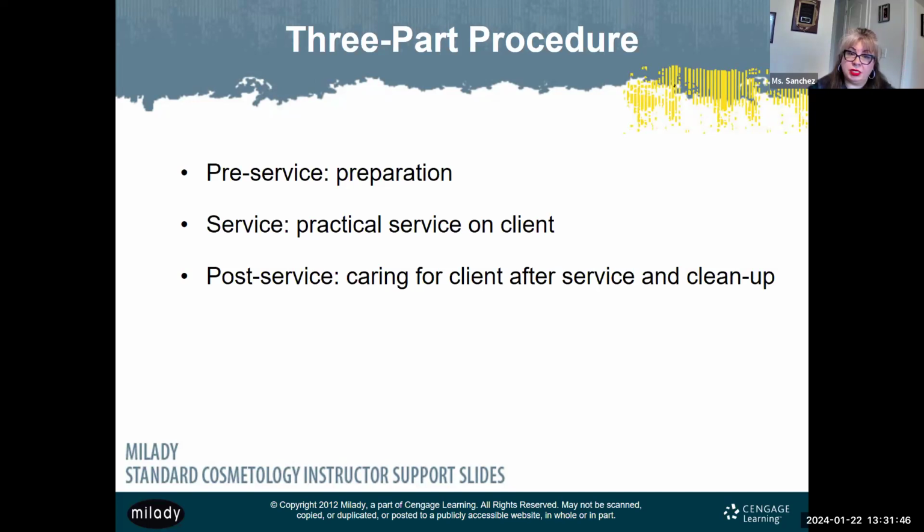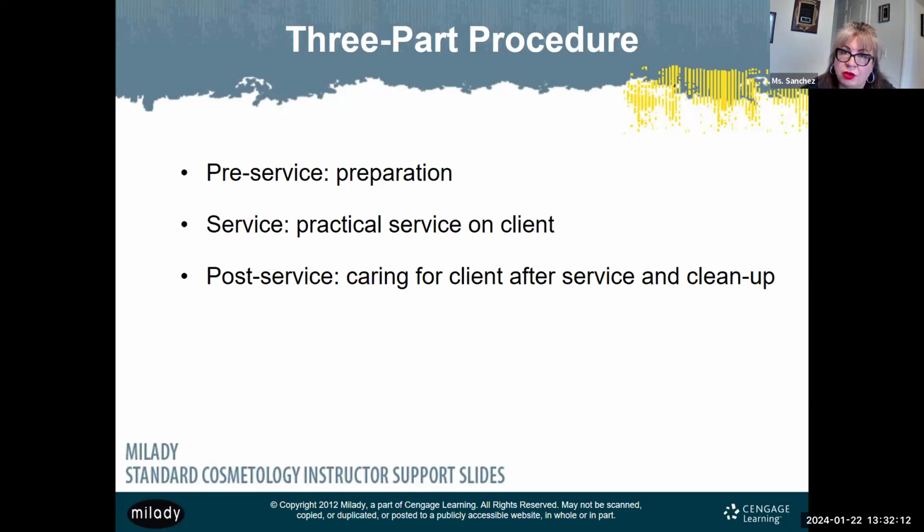You need to do the pre-service, prepare the client: analysis, consultation, draping, questions, right? Tell them what you're going to do. Then the service: shampoo the hair, provide a good service, a good shampoo, nice scalp, nice conditioning or treatment, whichever you choose. And then the post-service.